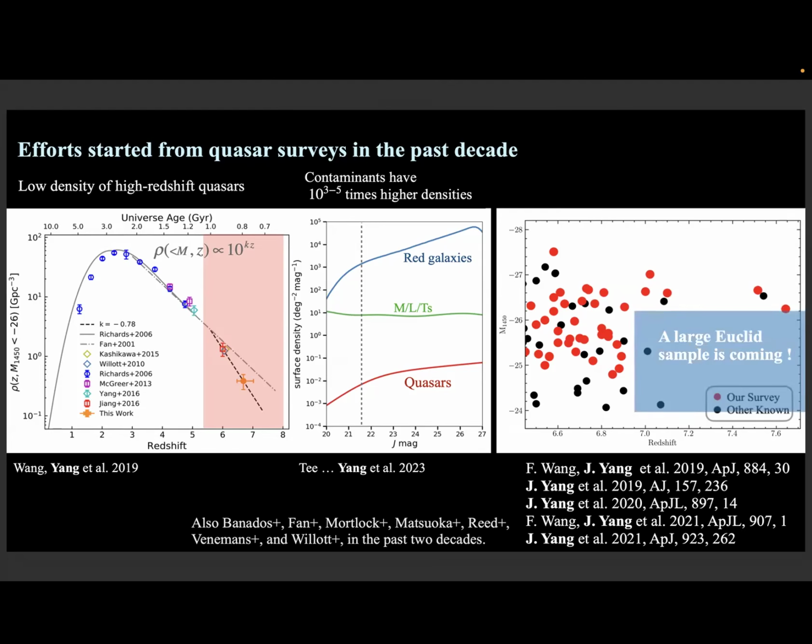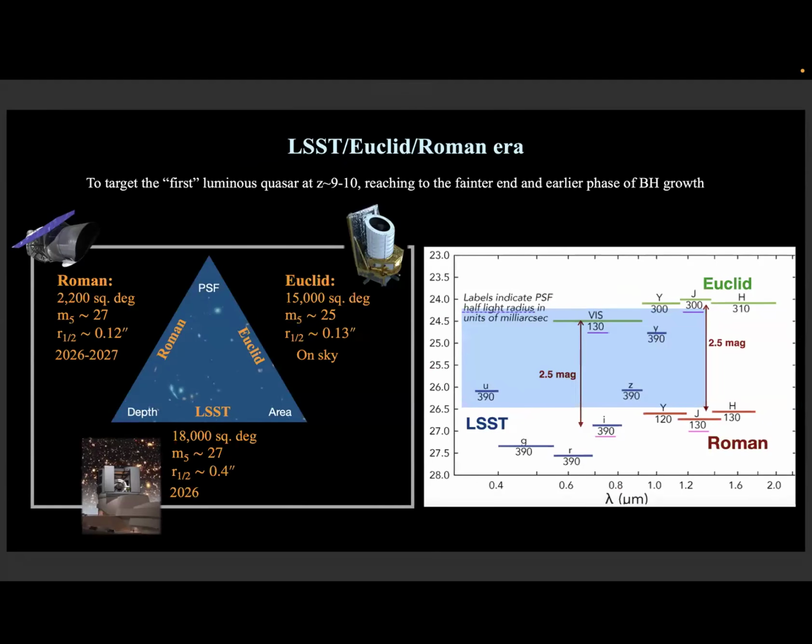And then it's probably in the next few weeks you're going to see the paper. A large sample of Euclid quasars counting more than double the number of high-redshift quasars, at redshift 7 for example. This is what we have with Euclid. And now if we have LSST and Roman, we call it the LSST Euclid Roman era. So the game will be changed.